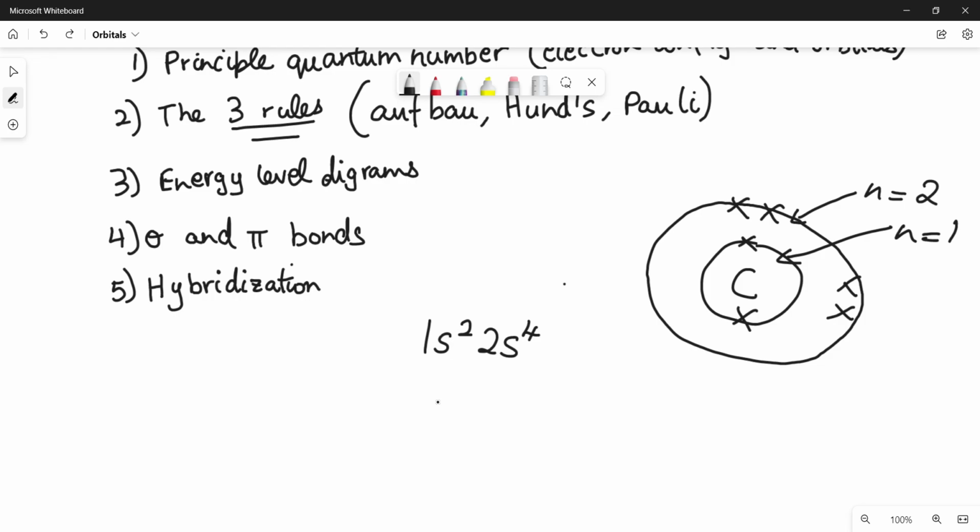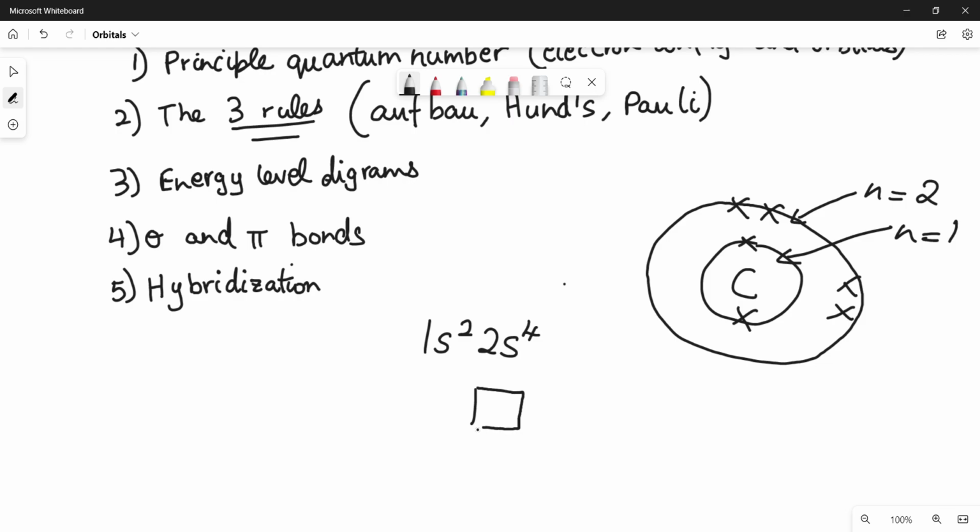So each shell has subshells. So the first shell has only s, the second shell has s and p, the third shell has s, p, d, and the fourth shell has s, p, d, f, and so on. And so remember, in each subshell there's a defined number of orbitals, and orbitals are drawn as a square.